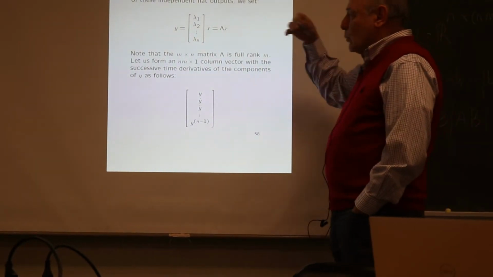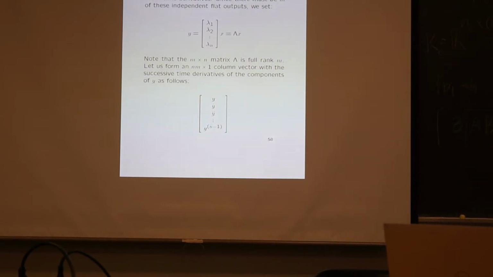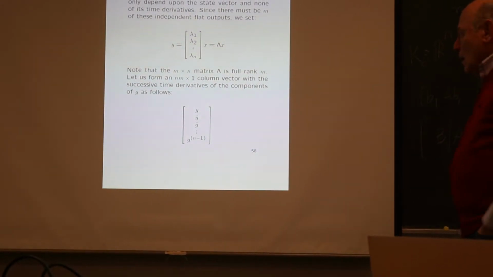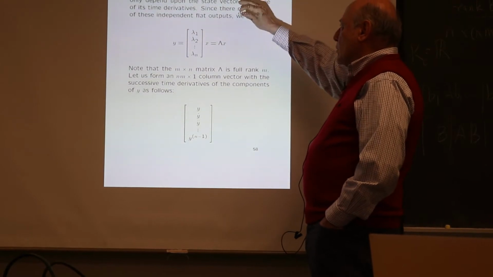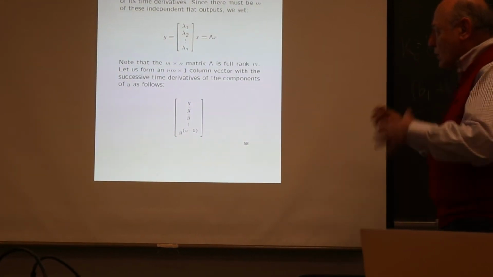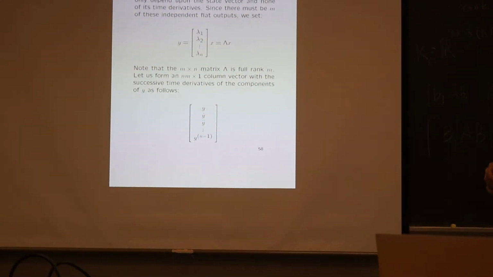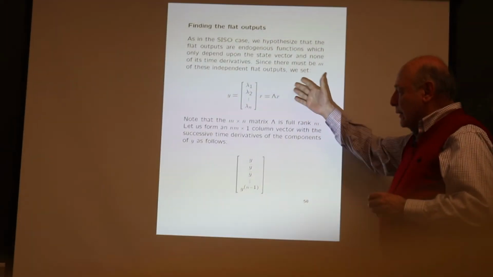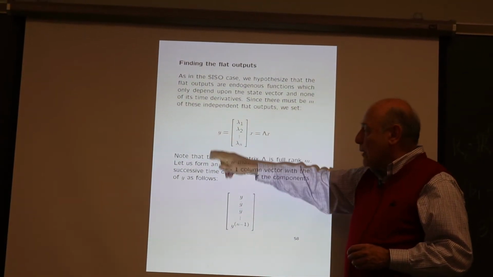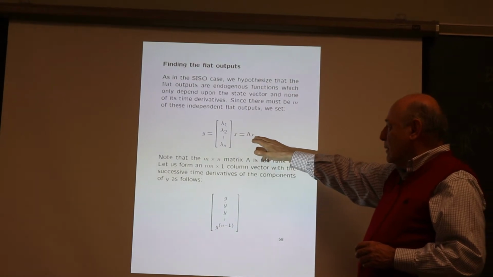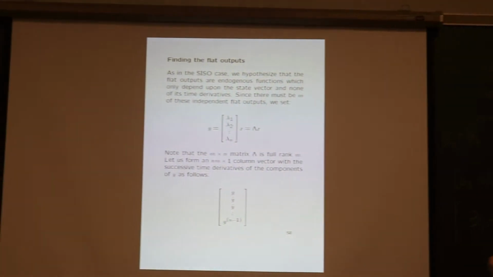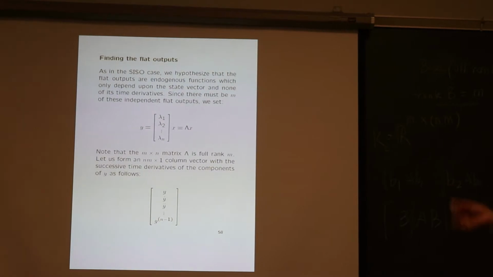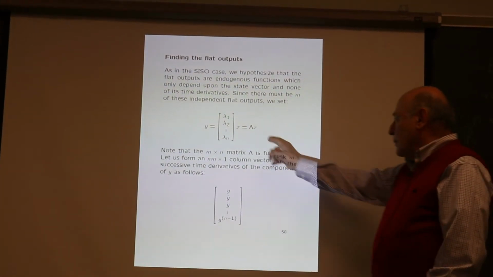Remember, the observability matrix was also very much related to the possibilities of parameterizing every state variable by means of the flat output. So suppose, as we did in the SISO case, that the flat outputs are endogenous functions. That means they don't satisfy differential equations by themselves, and because it's linear, we can assume safely that the set of flat outputs, this is an m-dimensional vector, is related only to the state and not to the input. That can always be done.